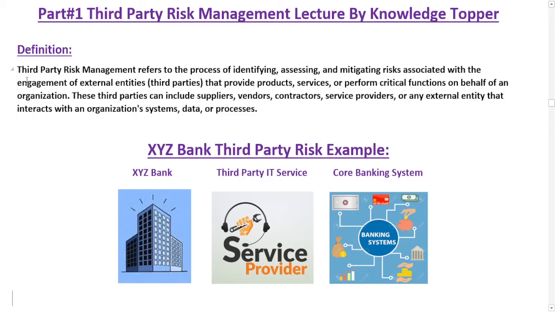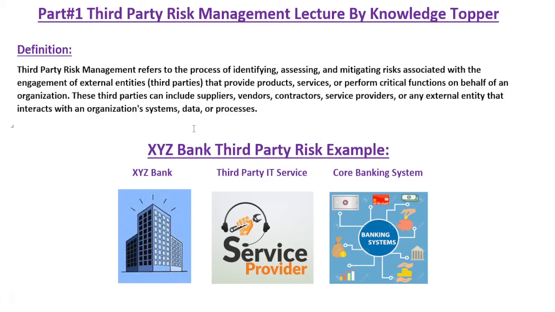So as written on your screen, third party risk management refers to the process of identifying, assessing and mitigating risk associated with the engagement of external entities like third parties that provide products, services, or perform critical functions on behalf of an organization. These third parties can include suppliers, vendors, contractors, service providers, or any external entity that interacts with an organization's systems, data, or processes.